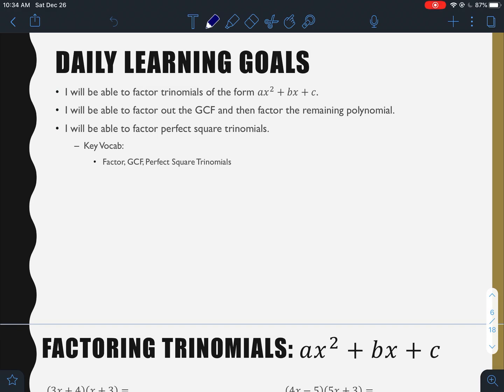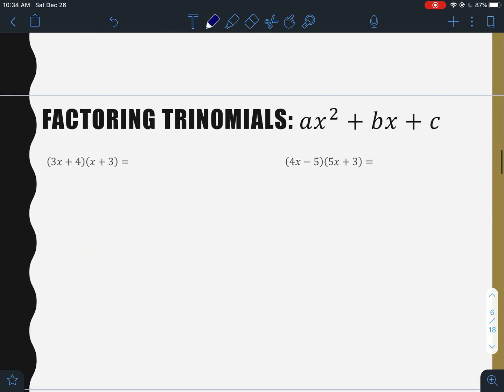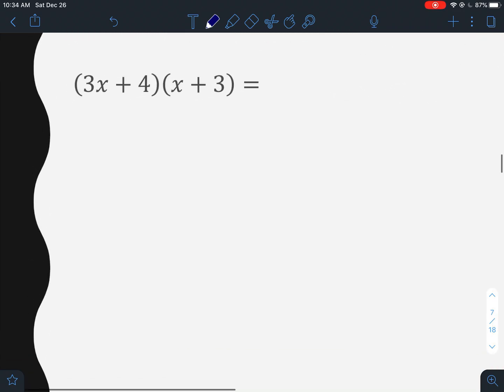So today we are going to factor trinomials again, but this time they're going to be of the form ax squared plus bx plus c. So the one difference is there will be a coefficient in front of the x squared term. You will also be able to factor out a GCF first from that trinomial and then factor the remaining polynomial. And then we're going to be able to factor perfect square trinomials, so what they are and how to factor them. So factoring trinomials of the form ax squared plus bx plus c.